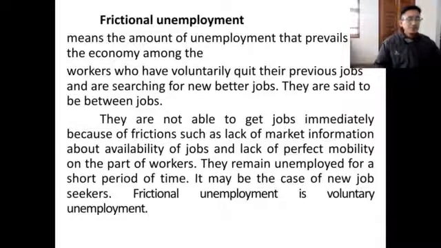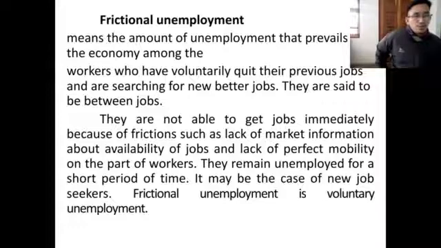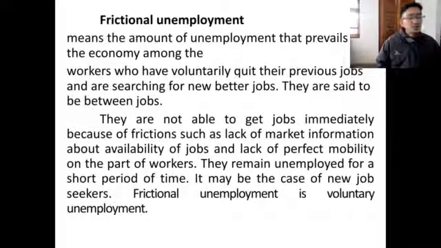These are the reasons of say temporary unemployment. They are qualified for certain jobs. It may be they remain unemployed for a short period of time. It may be the case of the new job seekers.